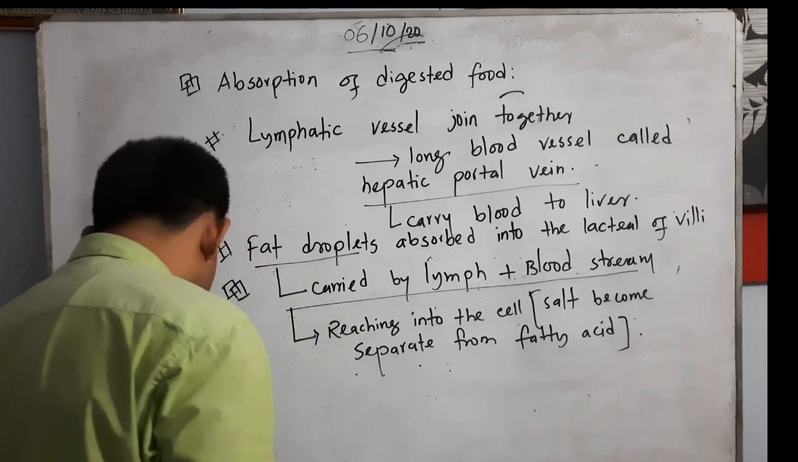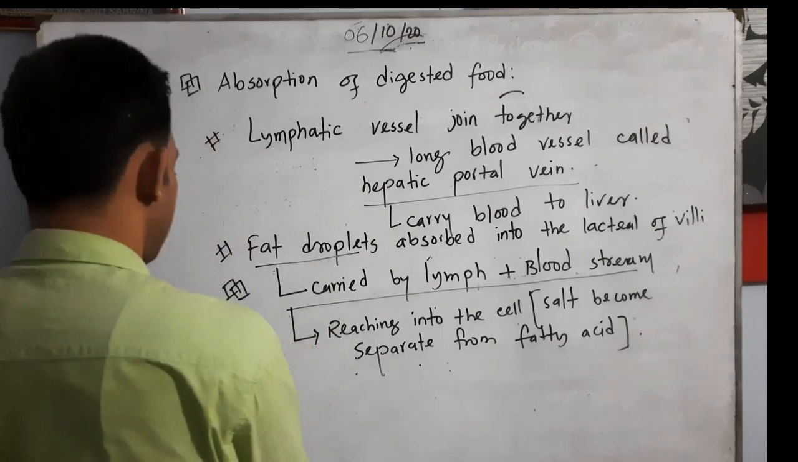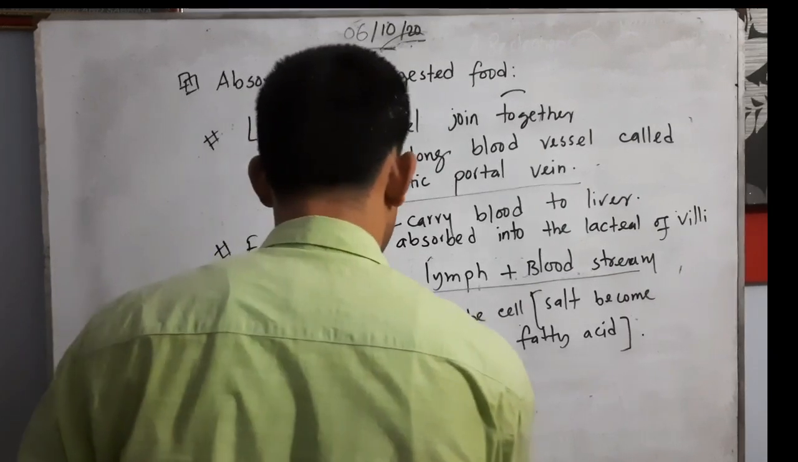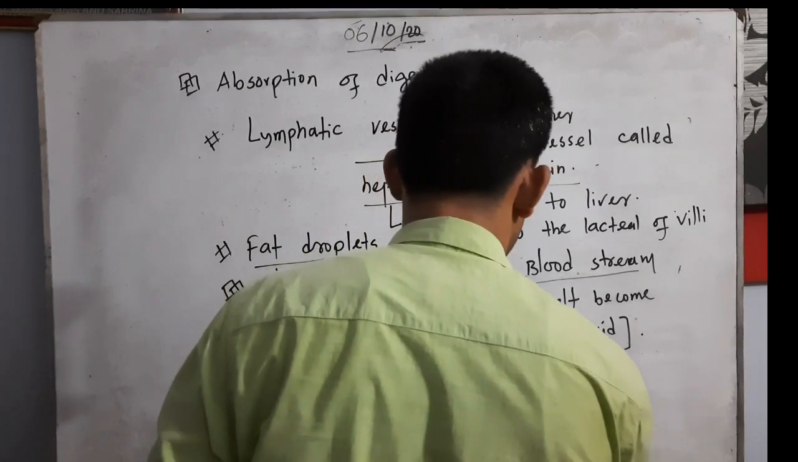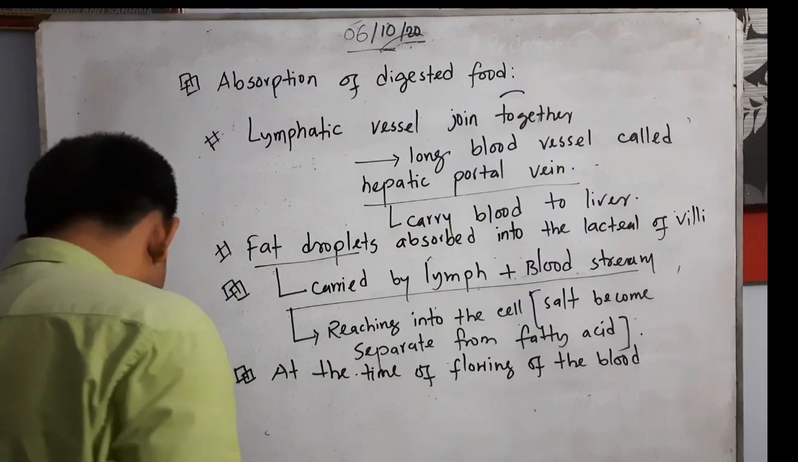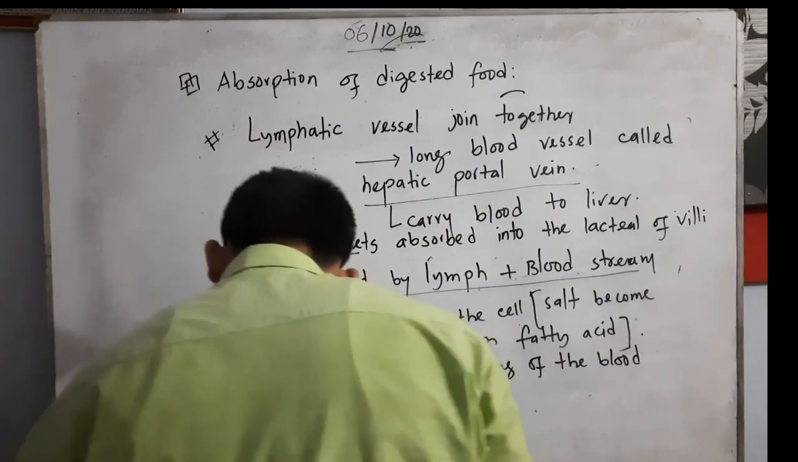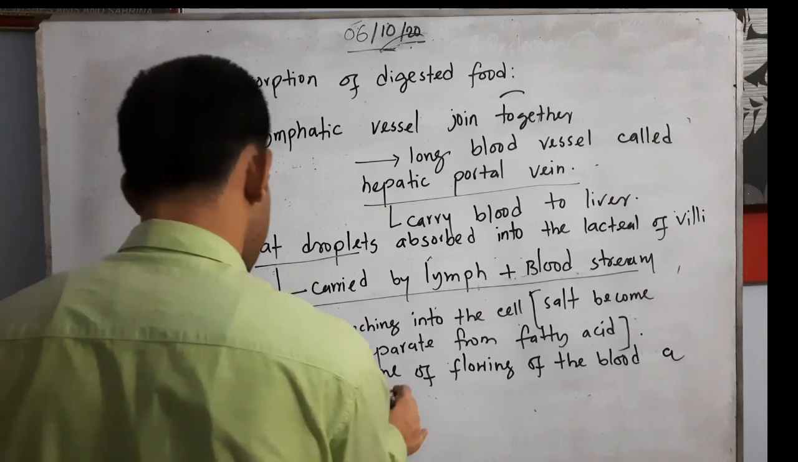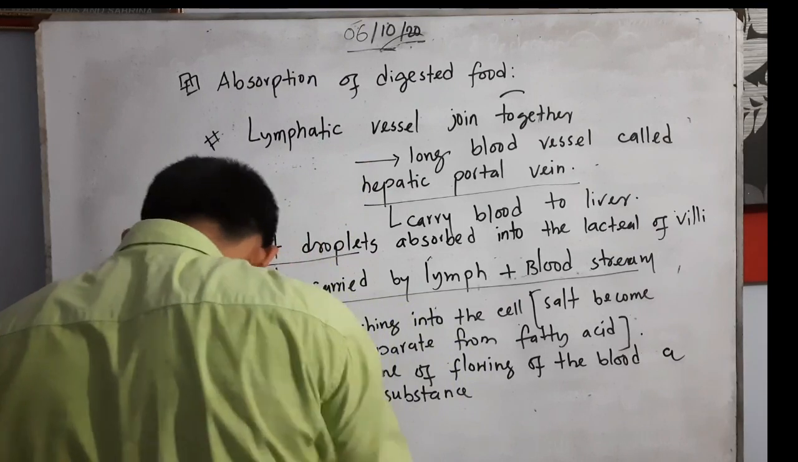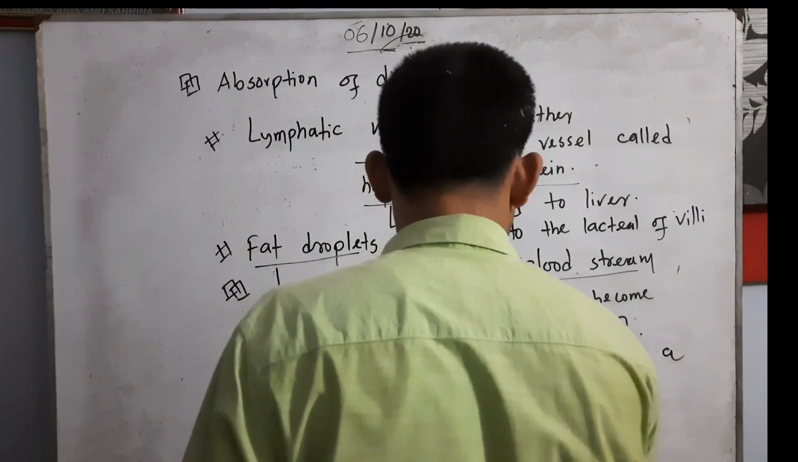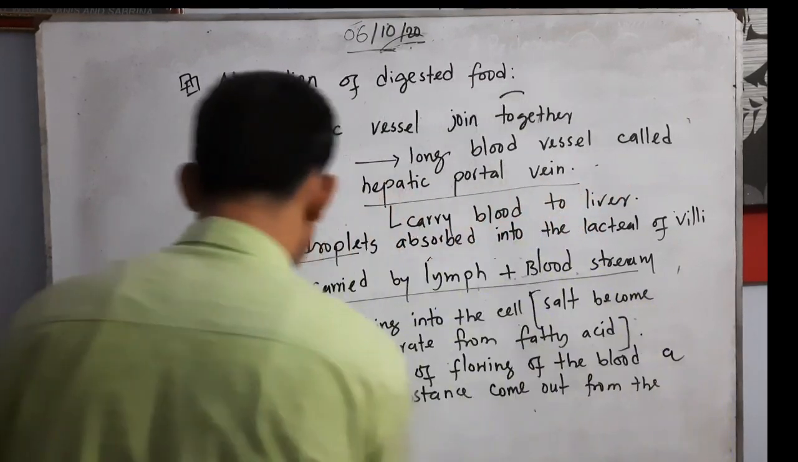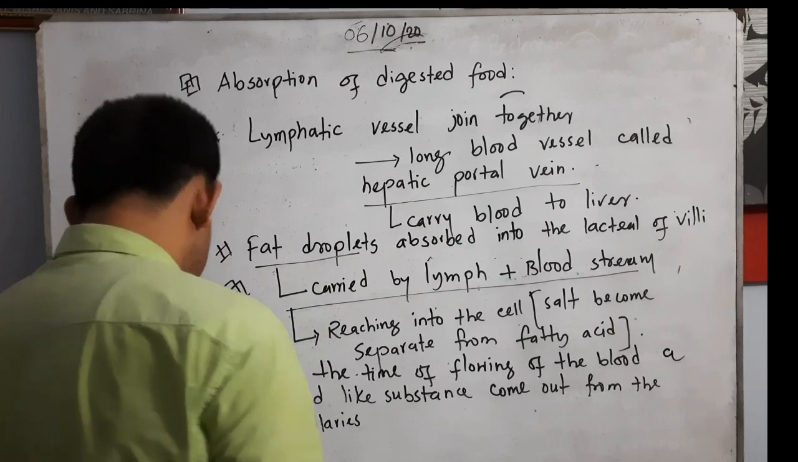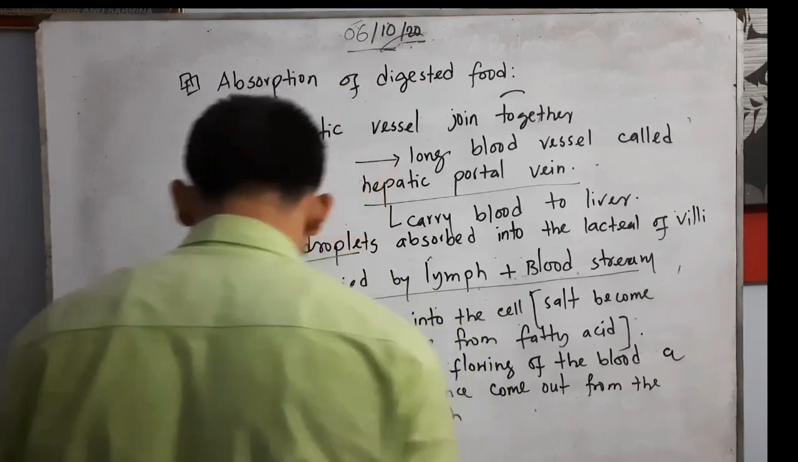At the time of the flowing of the blood, we can see a liquid-like substance come out from the capillaries, and when it comes out from the capillaries, this fluid is called lymph. We need to understand this one.